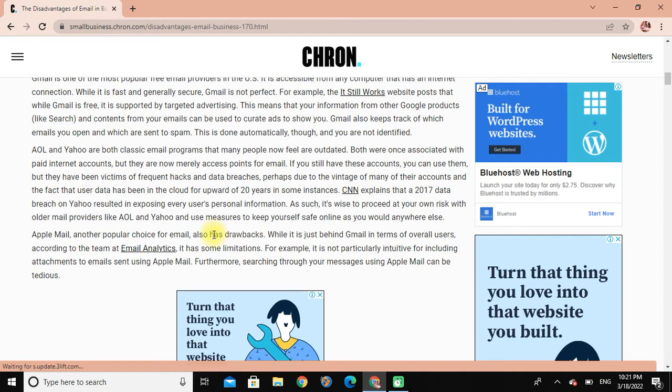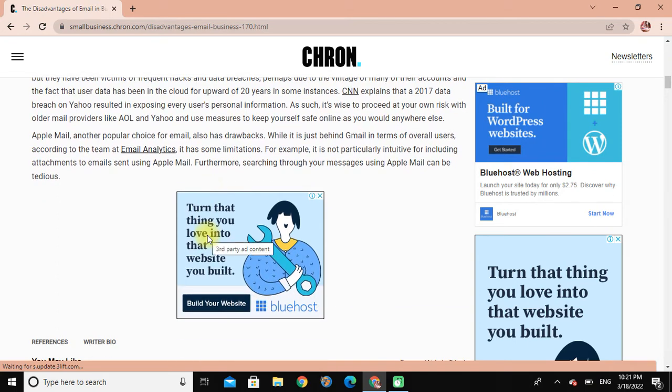Apple Mail, another popular choice for email, also has drawbacks. While it is just behind Gmail in terms of overall use, according to email analytics, it has some limitations.